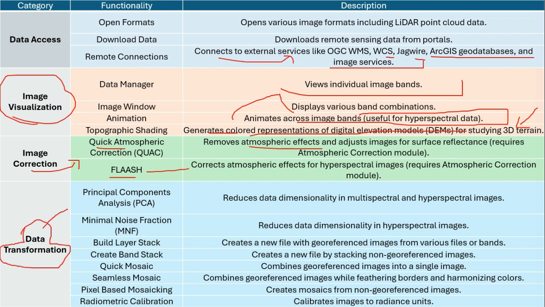And the data transformation that we can perform in ENVI software is PCA, principal component analysis, minimum noise fraction, build layer stack, create band stack, quick mosaic, seamless mosaic, pixel based mosaicing and radiometric calibration. So these kinds of data transformation we can perform in ENVI software.